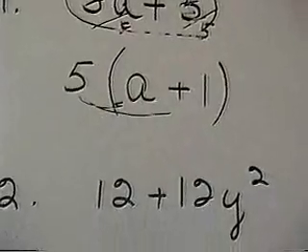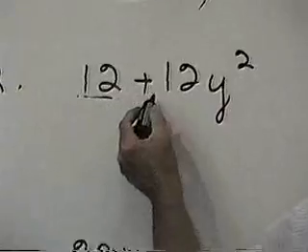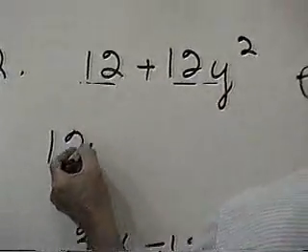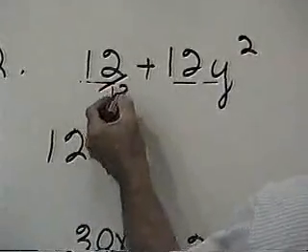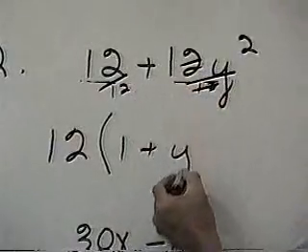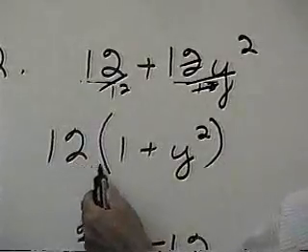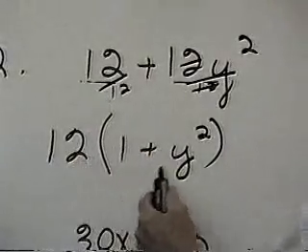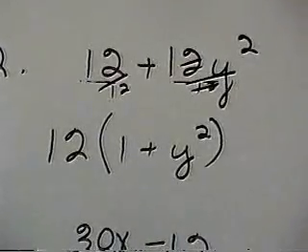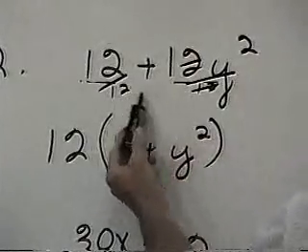All right, number 2. What is a common factor that's here, that's here? Well, 12. So I will divide 12 out. Dividing 12 into 12, that's 1 time. Dividing 12 into this leaves y squared. Now multiply it back together. 12 times 1, that checks. 12 times that, checks. Common factor. What numbers or letters can I divide out?